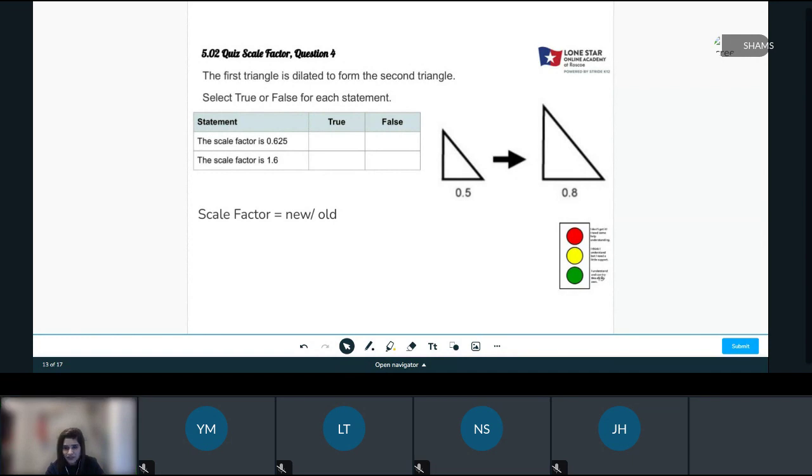So here, if I go to the triangles, the newer triangle is 0.8. So I'm going to take the ratio 0.8 for the new triangle to the old triangle or the original triangle, and the original triangle has a corresponding side of 0.5, right? So I'm going to say over 0.5.